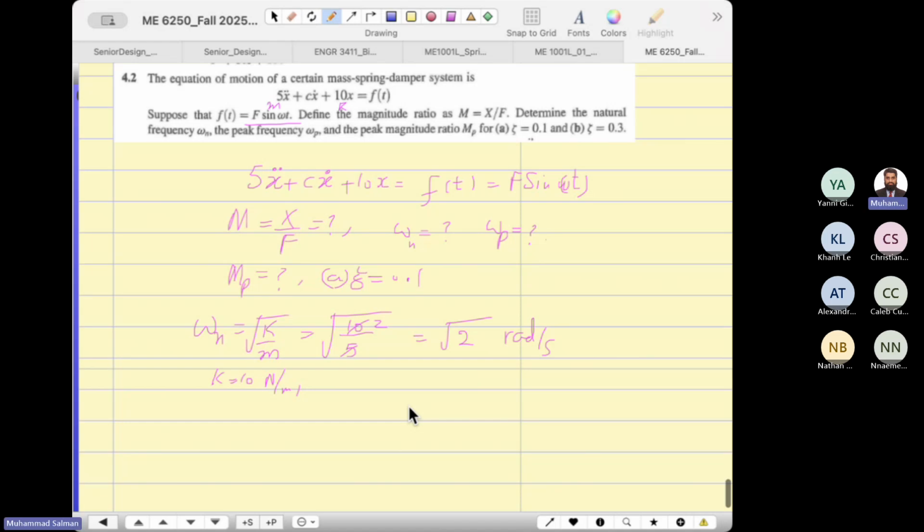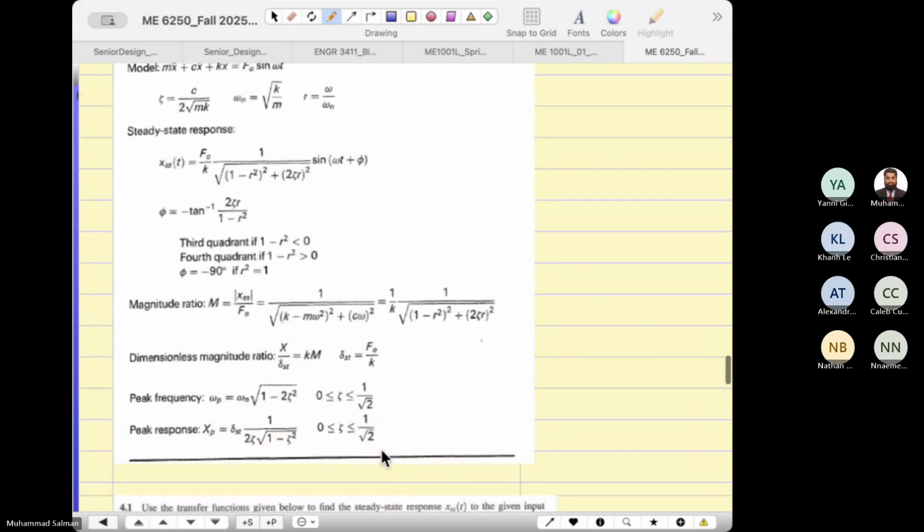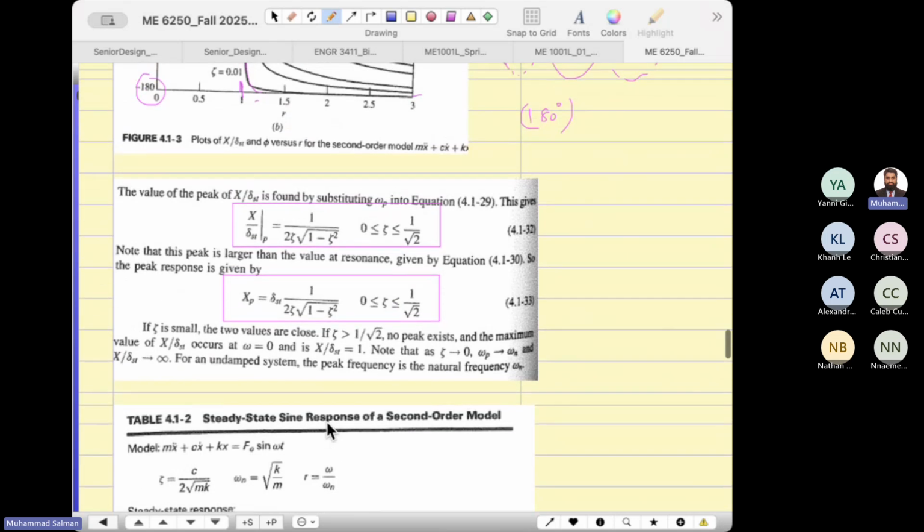Natural frequency and the peak frequency. The formula for the peak frequency is this one. I believe it is 2. Let me double check. It is 2. Yes, it is. And one more, the peak ratio. So this is my peak ratio, X over F.